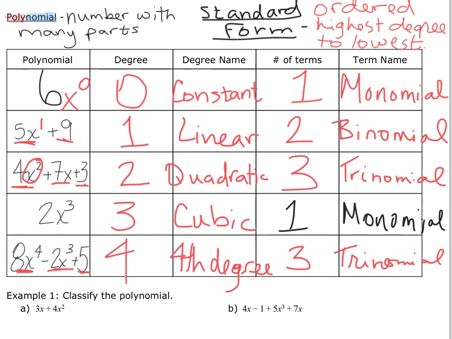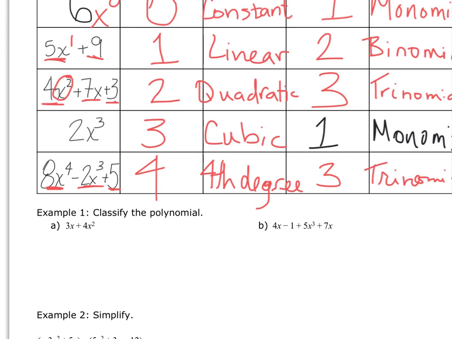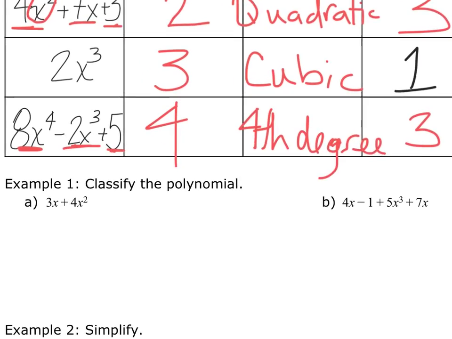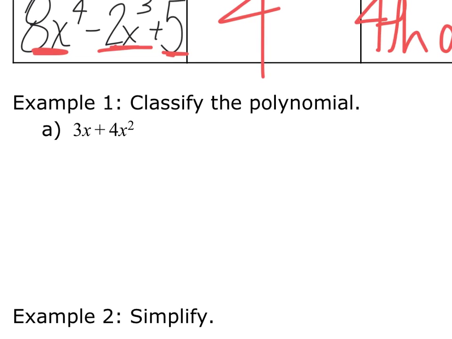All right. Example number 1. We're not going to tilt the paper. We're going to classify these polynomials. So, example 1a, I've got 3x plus 4x squared.